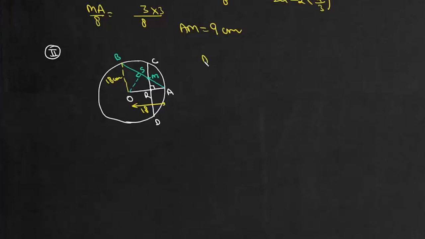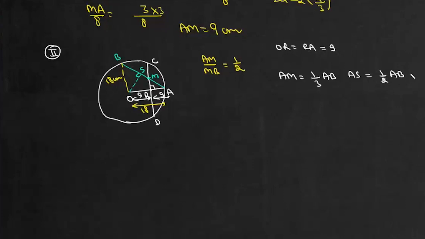And AM is to MB is 1 is to 2, and this R is midpoint of OA. So basically this OR is 9 and RA is also 9. So OR equals RA and it is equal to 9, and AM is to MB is 1 is to 2. That means this AM is 1 third AB and AS is 1 by 2 AB since it is perpendicular from the center.